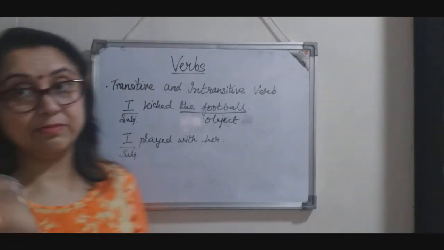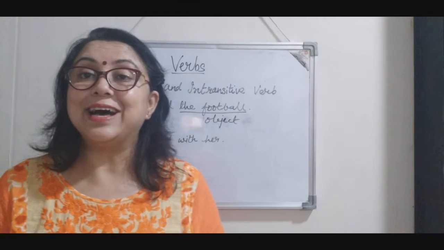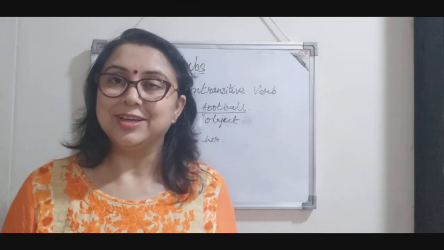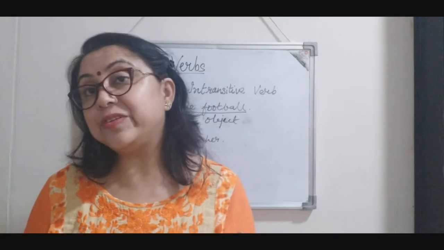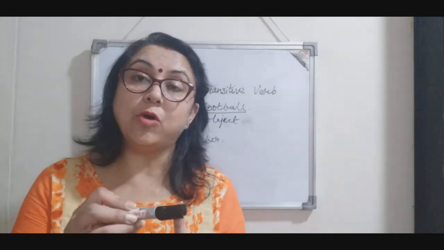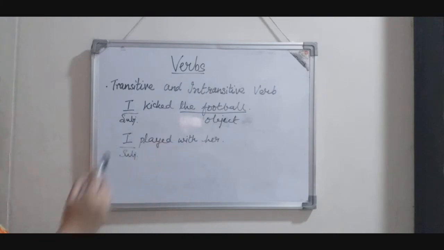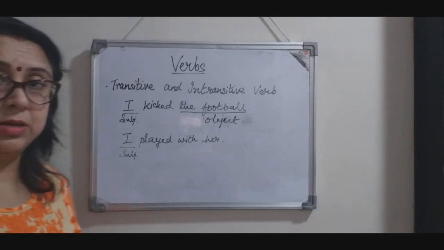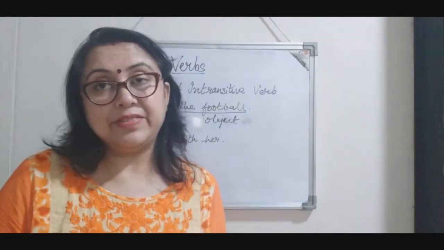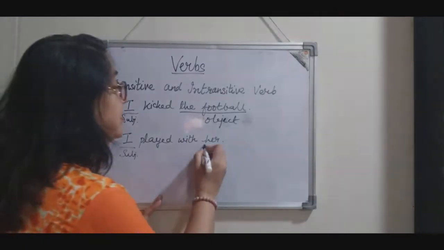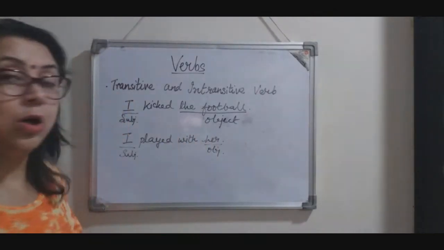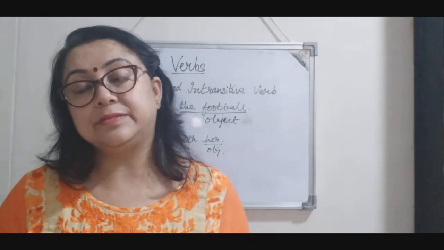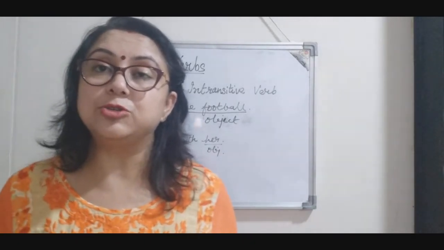Now, again, the second step is to find out the receiver of the action. So here, who is receiving the action? How do we find out? By asking a question of what or whom. Let's find out the object or the receiver of the action. I played with whom? And the answer that we get is her. So her is the object of the sentence. I hope this much is crystal clear to everyone.